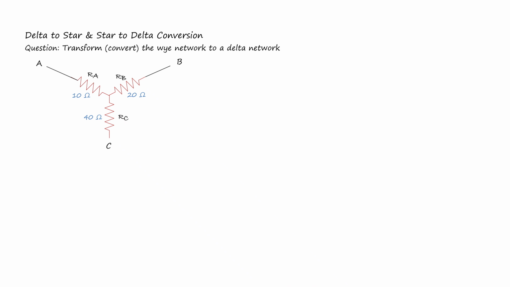And now let us solve another question, which is to transform or convert a Y or a star network into a delta network. So we convert this Y or star network into a delta network. When we convert it, the circuit will look like a triangle or delta connection between points A, B, and C.